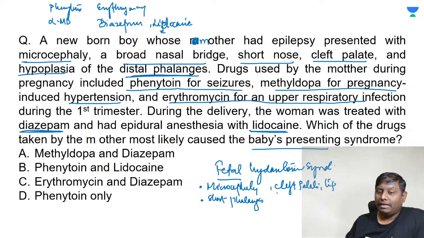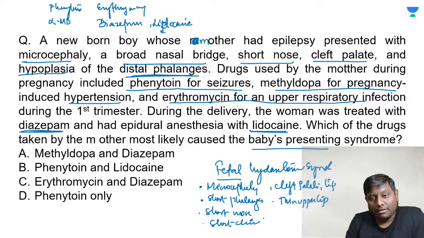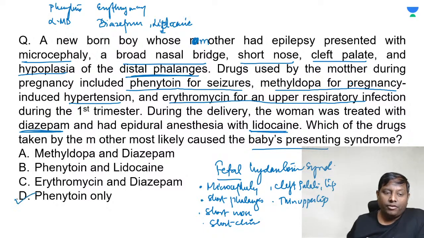Then they also cause a thin upper lip, short nose, short chin. You see, there are many features of fetal hydantoin syndrome that are usually seen due to phenytoin only. So it's a teratogenic drug, remember guys. And phenytoin, also remember, is a drug that follows zero order kinetics.